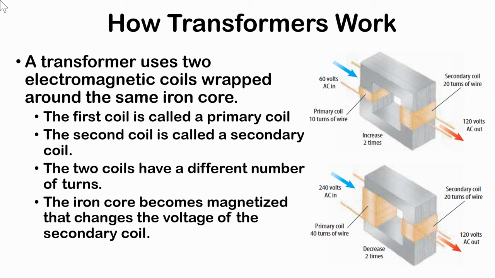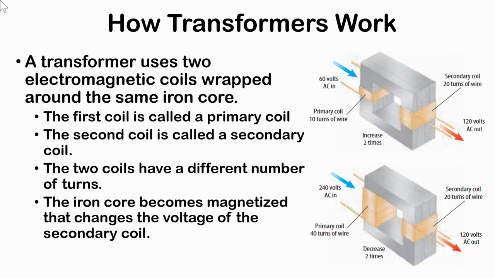So this is how a transformer works. The transformer uses two electromagnetic coils wrapped around the same iron core. So each of these square metal blocks, we're calling it an iron core. So the electricity starts at one side and goes to the other. That first coil where the electricity starts is called the primary coil. The second coil is called the secondary coil. The two coils have a different number of turns. So one coil is going to be thicker than the other because the wire's been wrapped around it more.